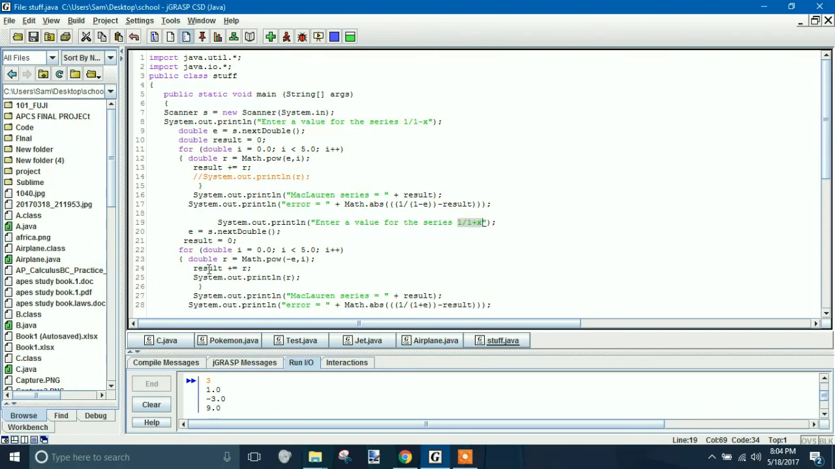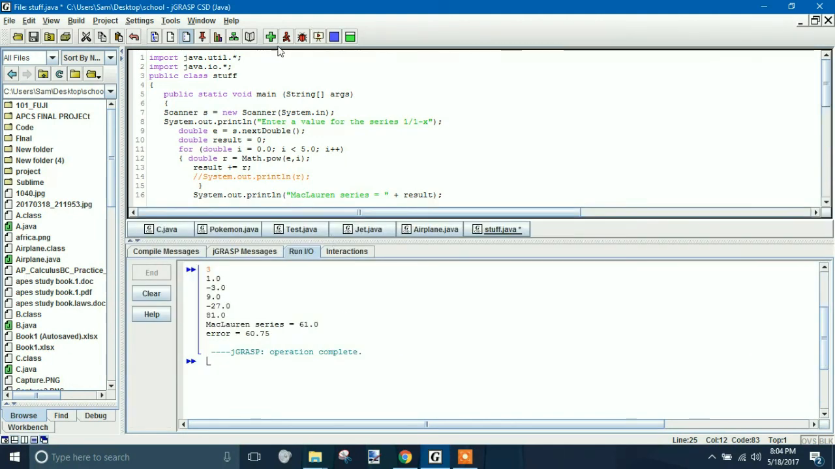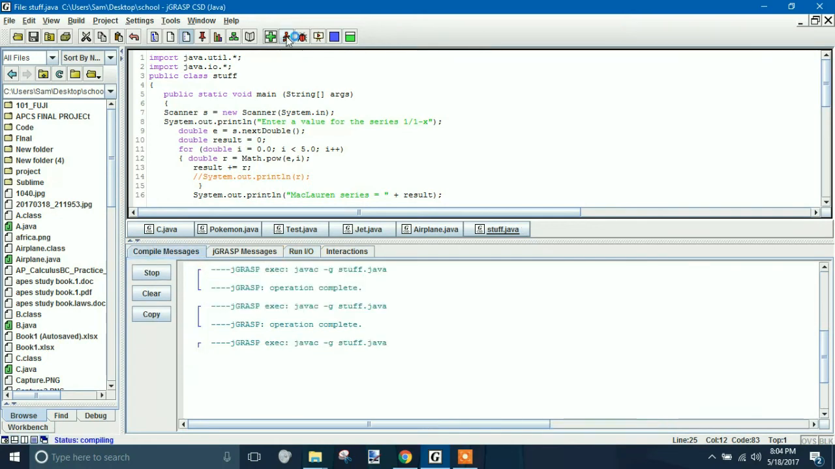It adds all the results together, and we have it printing out here, which is why it showed each term. But then it prints this Maclaurin series and, of course, the error. If we were to run this again and put in 3, it wouldn't put in the terms this time. Waiting for it to run.